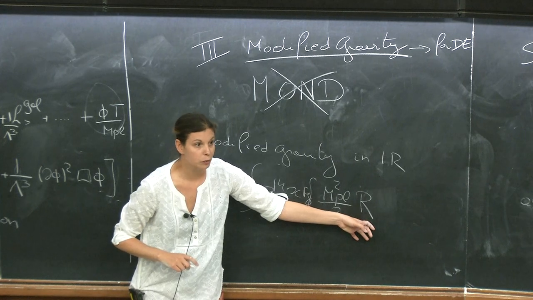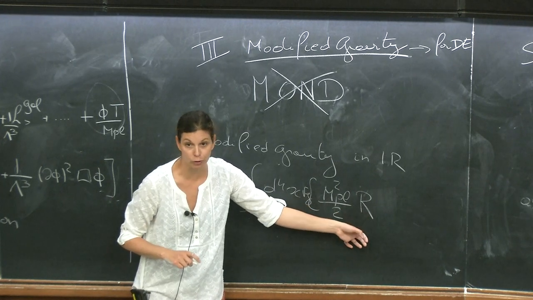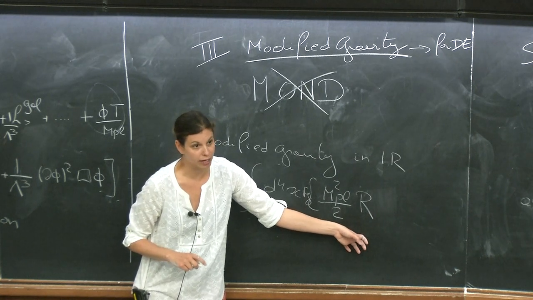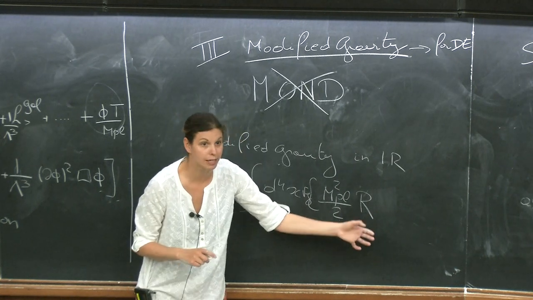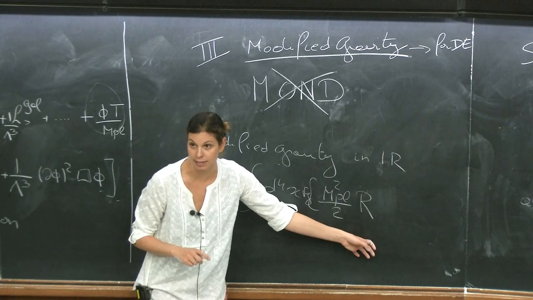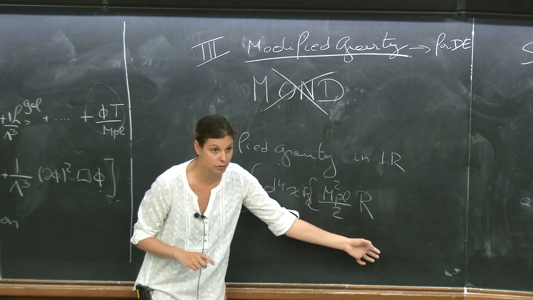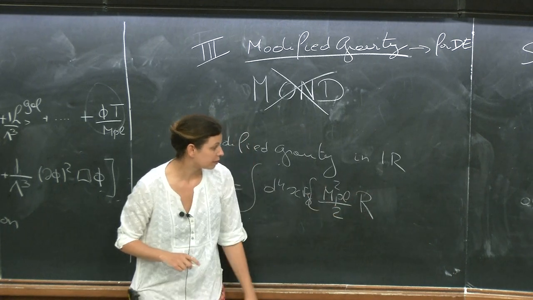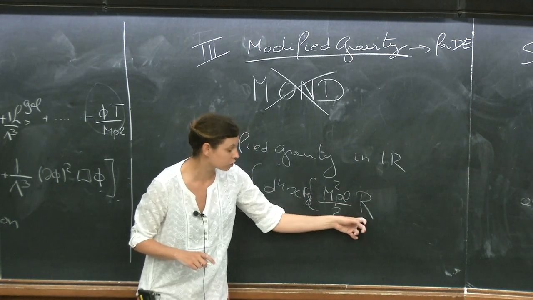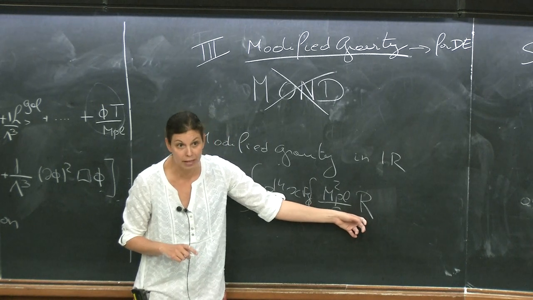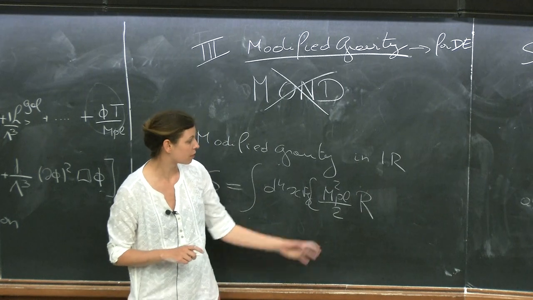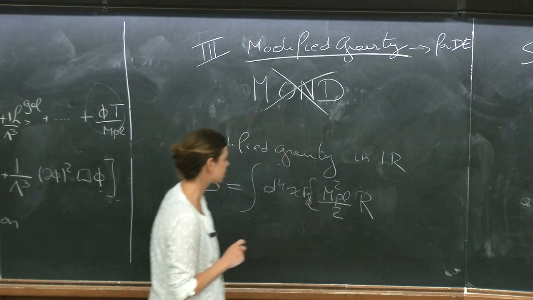So you would want to include something which has fewer derivatives than the Einstein-Hilbert term. Of course, you can include a cosmological constant, but that's not really what we mean by modified gravity, and that's it. And covariantly, this is it. You can't really include anything else if you really do want to modify gravity. You could say, well, I'm going to include functions of the scalar curvature, and we talked about that, and that's really gravity plus a scalar field, and it's not really modifying gravity in the infrared in this sense.